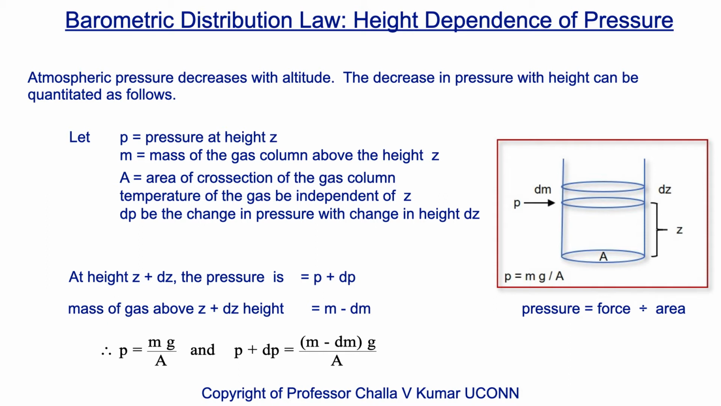Now if we travel from z to z plus dz, the pressure at the height z plus dz is then equal to P plus dP, and that's given by (m minus dm) times g. We used m minus dm because we have traveled up through the column, and therefore we removed a certain mass from m, and that mass is dm. Therefore we have (m minus dm) multiplied by g, the acceleration due to gravity, divided by A, as usual.